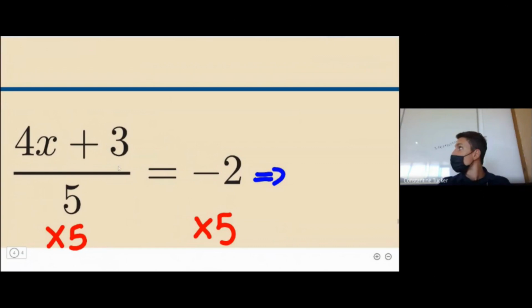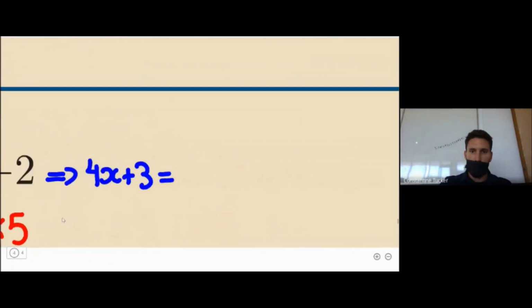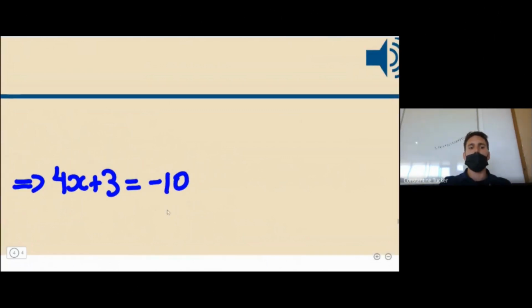So what happens on the left? Since we have divide by 5 times 5, they kill each other. They die. And you're left with just 4x plus 3 on the left. On the other side, though, minus 2 times 5. Minus 10. Yes. So that's equal to minus 10. And now we know how to do this.